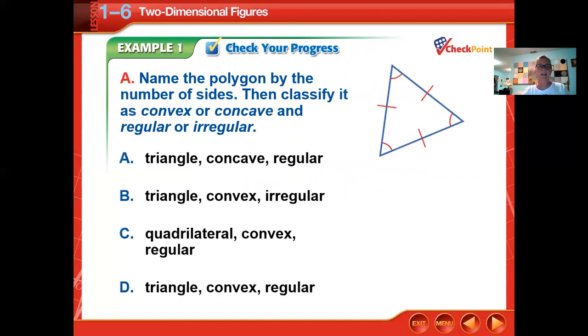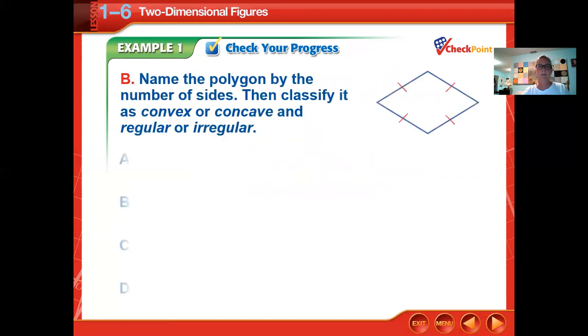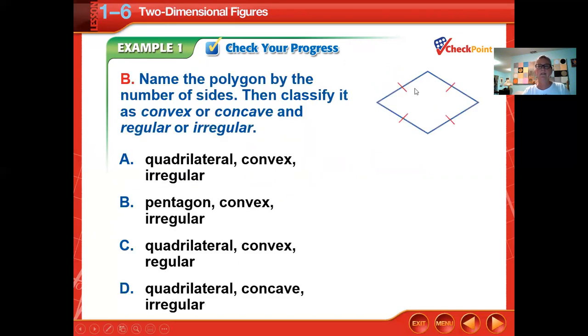Okay, this is a triangle because there are 3 sides, it's convex and it's regular. This has 4 sides, it's equilateral, it's convex, it's not concave, but it is not regular because the angles are not all the same measure. The angles are not all the same measure, so it's not equiangular, so therefore it's irregular.